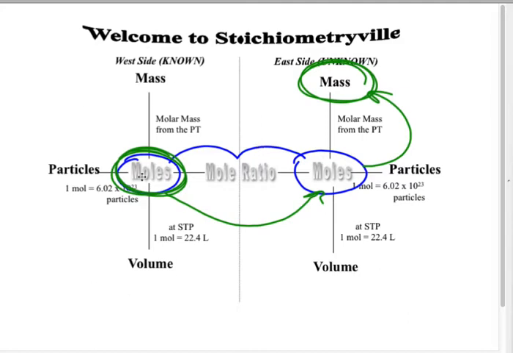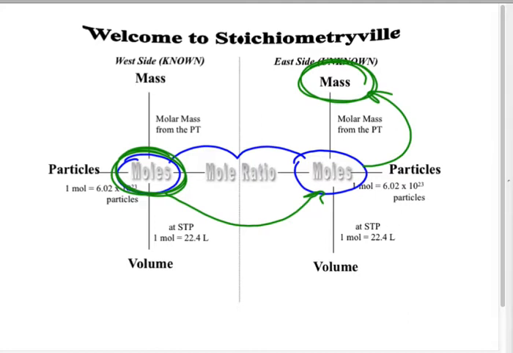But what you have is two sides of stoichiometry. You have your known side and your unknown side. And this is all written on. But what you do is you find out what the problem is giving you first. So is it giving you mass? Is it giving you particles? Is it giving you volume? Or is it giving you moles? And then what stoichiometry does is it shows you the process to get to the other side.